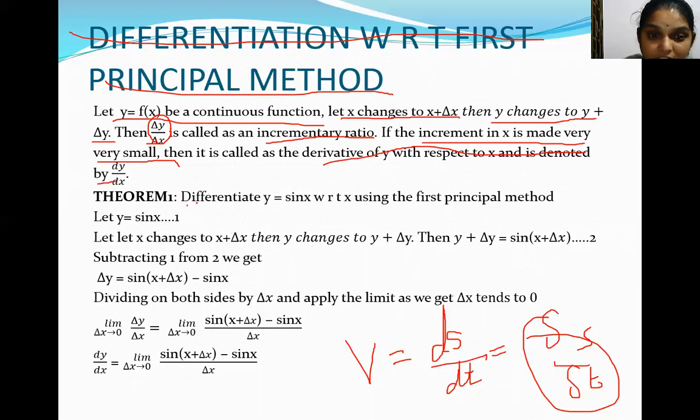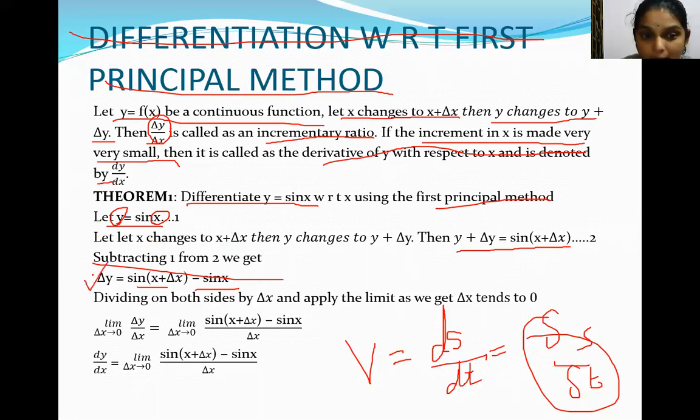Now differentiate y is equal to sine x with respect to x using the first principle method. Okay, y is equal to sine x. Last year you have seen this. Let x change to x plus delta x. Then y changes to y plus delta y. We write it as y plus delta y is sine of x plus delta x. Then subtracting 1 from 2, we get sine of x plus delta x minus sine x. We call it the increment in y. Then divide throughout by delta x, on both sides.